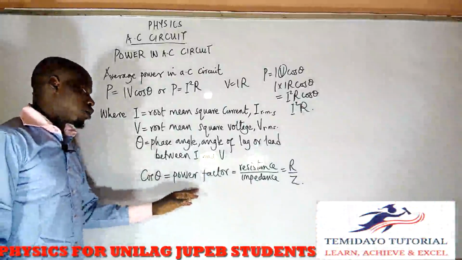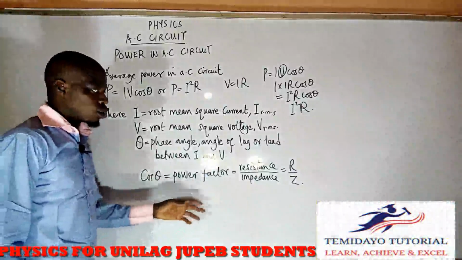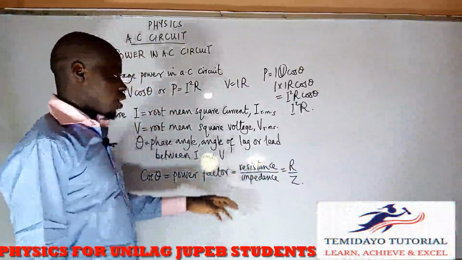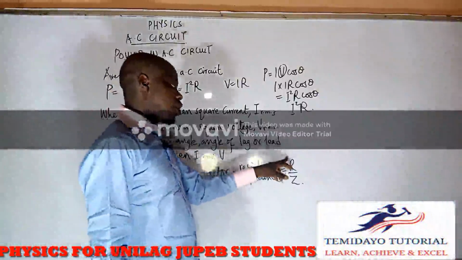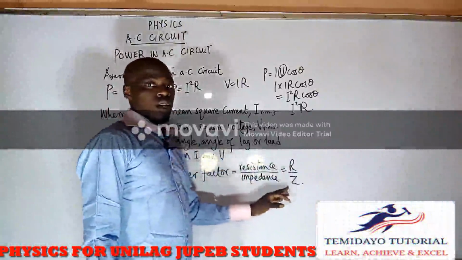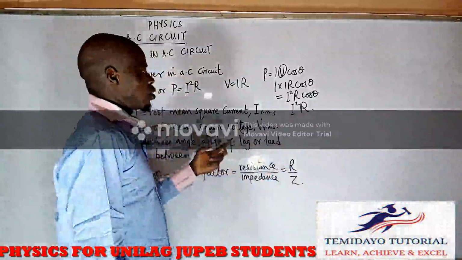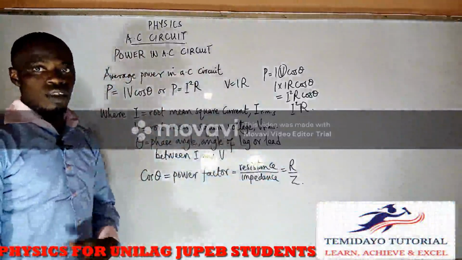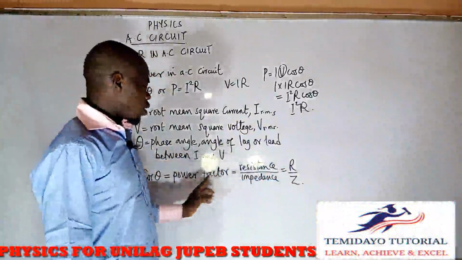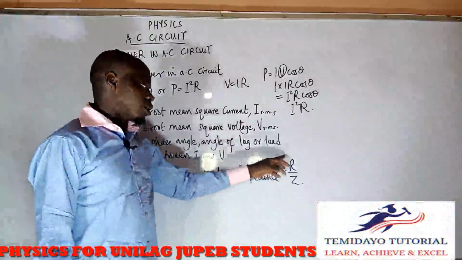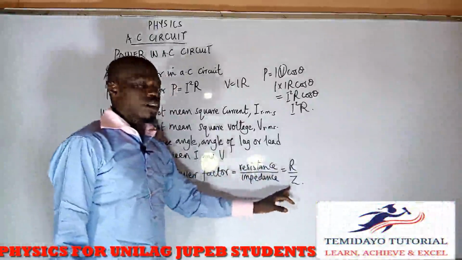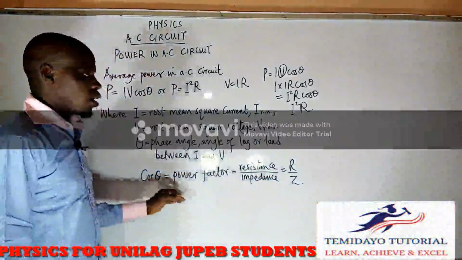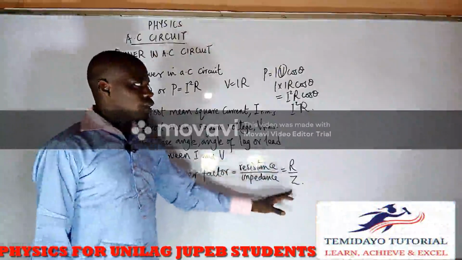Our power factor is cos theta, and it is equal to resistance over impedance, that is R over the impedance. Remember that we are talking about an AC circuit, where you have your resistor, your capacitor, and your inductor. So the power factor is the resistance over the impedance. This is how you calculate your power factor.